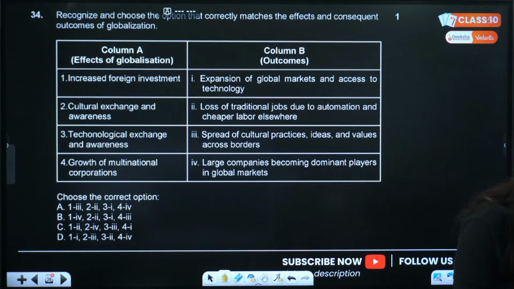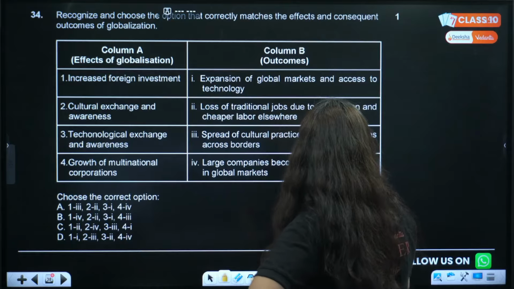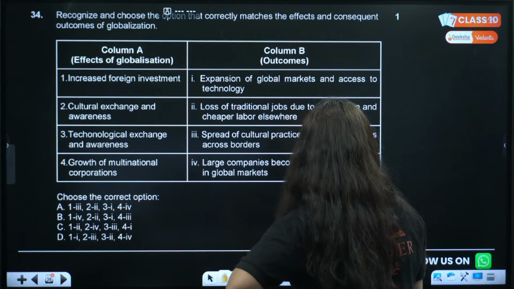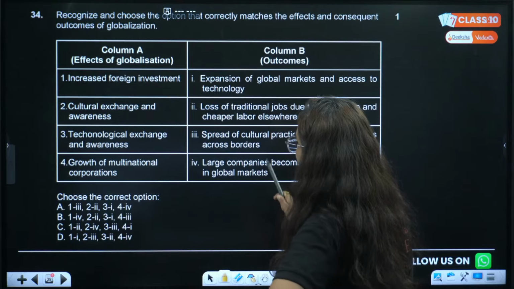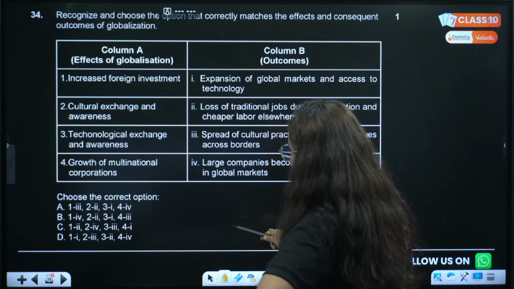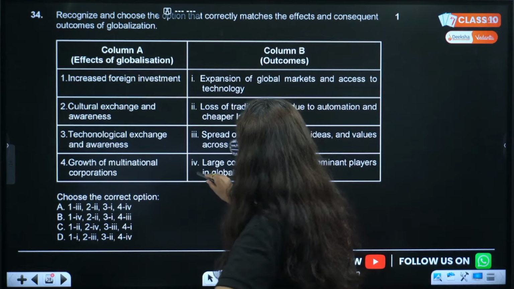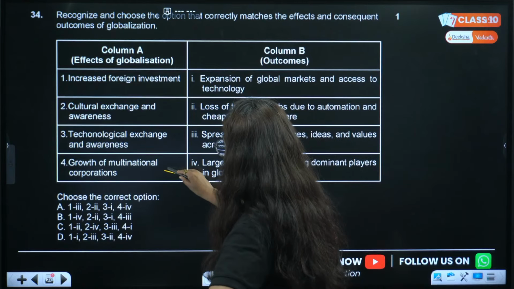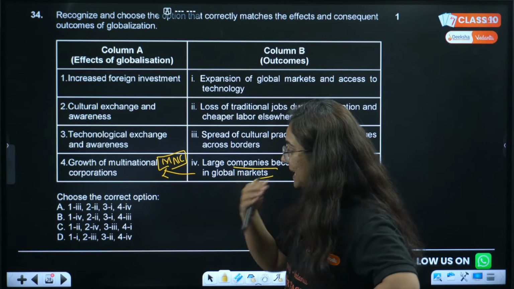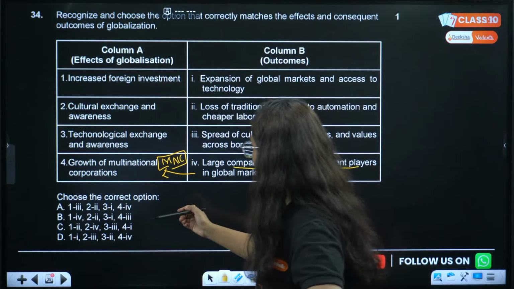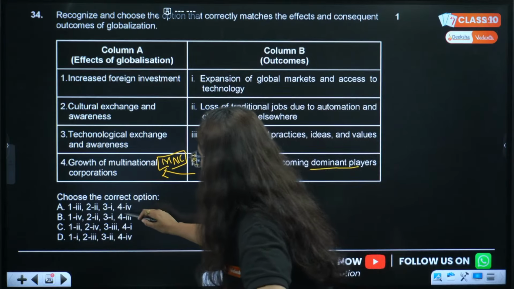Okay, you have to match them with this. So, large companies becoming dominant players in the global market, right? Is it matching with this one? Yes. Large companies like MNCs. When multinational companies grow, large companies will become dominant. If we judge one column, it will be easier for us. Like 4 matches 4.